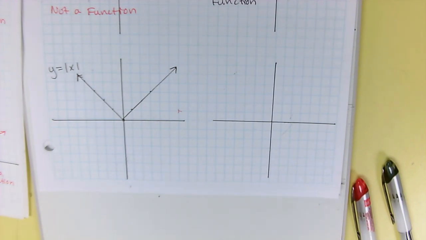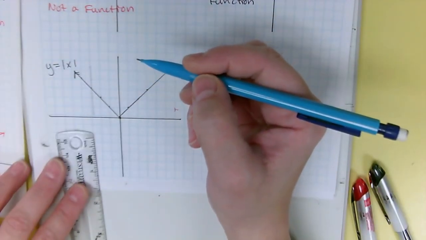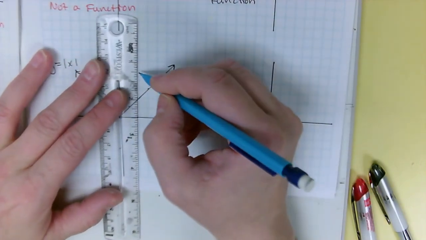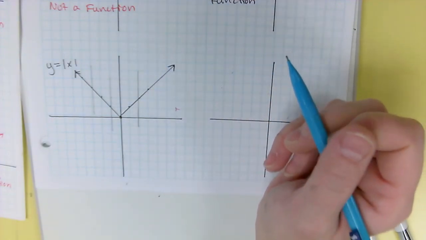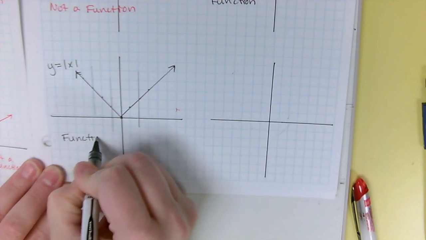All right, so if I draw a vertical line, it's going to cross once there, and it's only ever going to cross one time. So yes, this is a function.